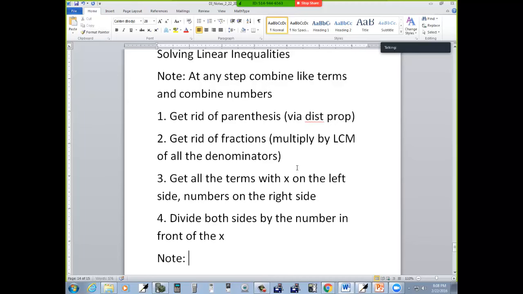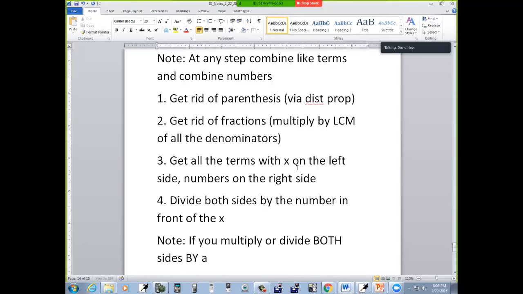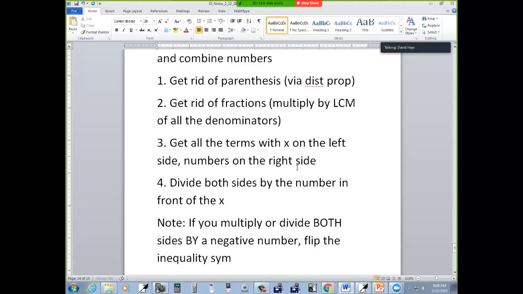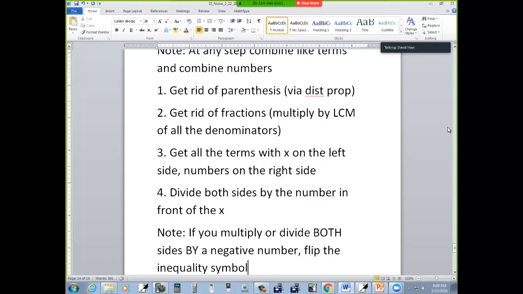And we have a note. It says if you multiply or divide both sides by a negative number, flip the inequality symbol. And I'll show an example of that.